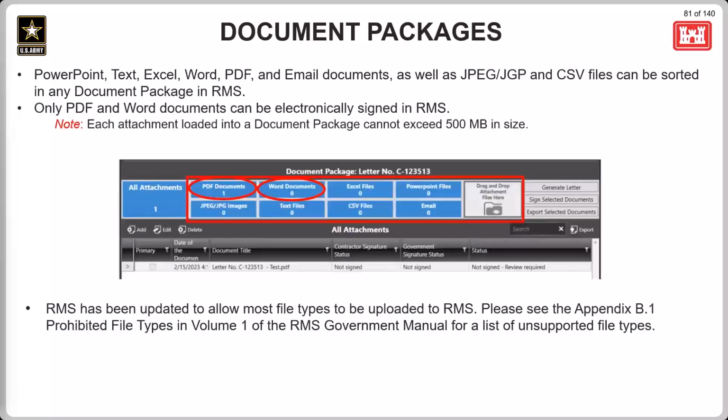Multiple types of documents can be uploaded into RMS document packages as listed here, but each attachment cannot exceed 500 megabytes in size. Please do keep in mind that that is per attachment and not for the document package in its entirety.